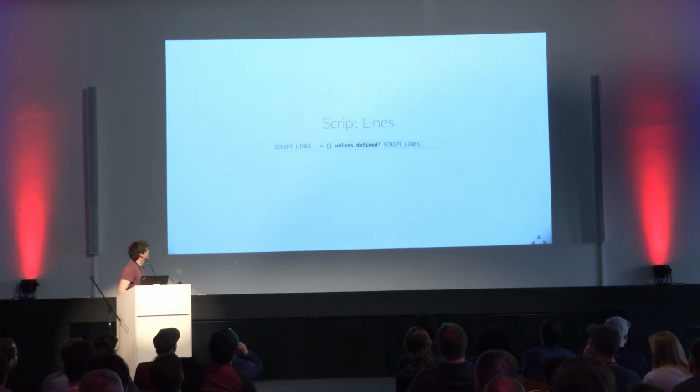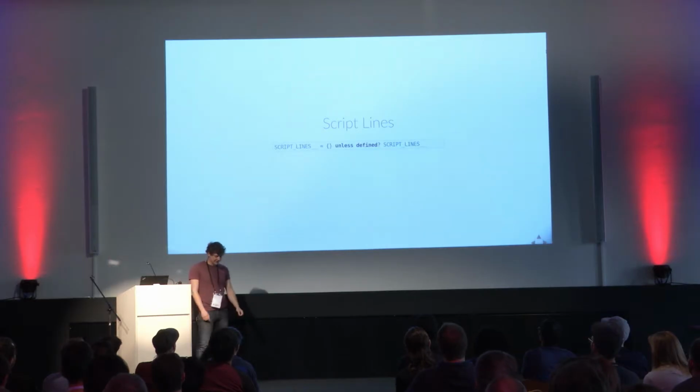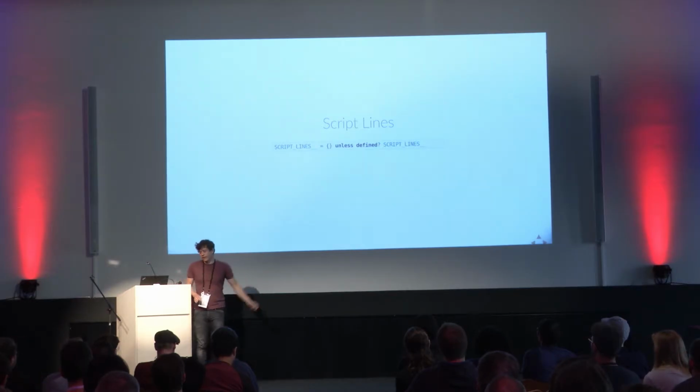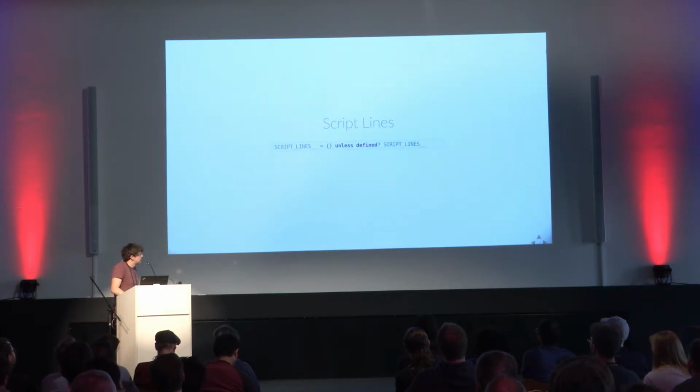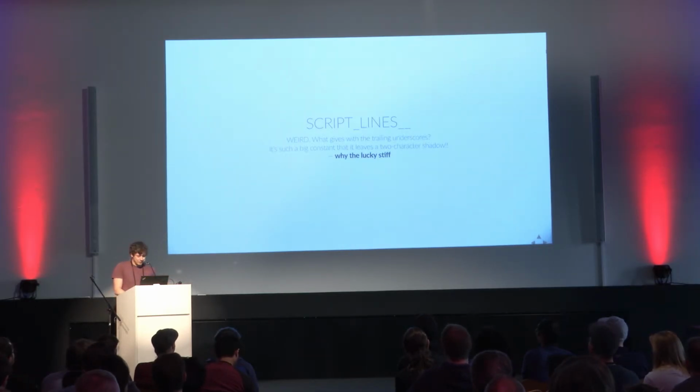All right, so yeah, it's this one actually. And it works like this. It only works if you give this object an empty hash, and then this feature is activated, and then you require a file, and this hash is populated with the source of the file. This not only surprised everyone who learns about it, it also surprised By the Lucky Stiff when he was still around. He wrote something like, weird, what gives with the trailing underscores? It's such a big constant that it leaves a 2-character shadow. And that's probably the reason.